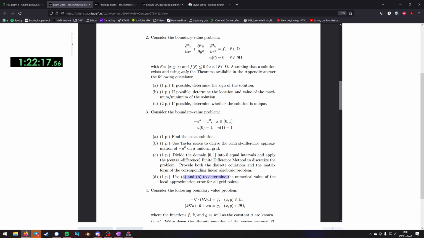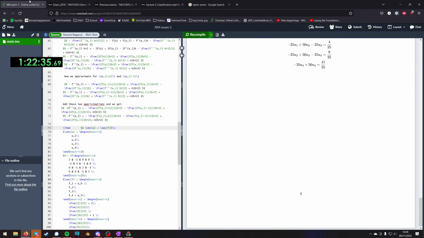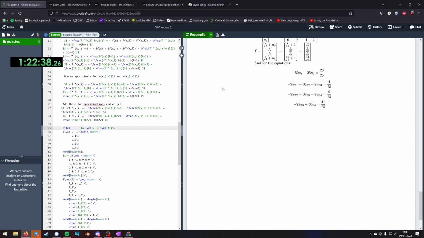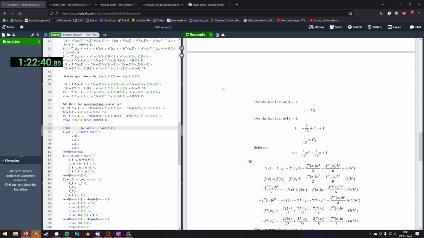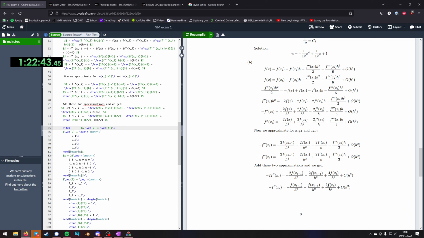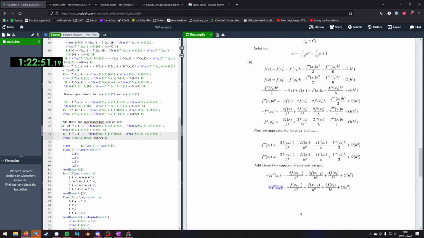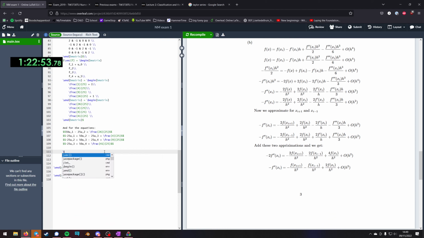Use A and B to find the numerical value of the local approximation error for all grid points. Oh god, the error. Oh, actually, no, that's very easy. The numerical value of the local approximation error for all the grid points is literally just we want to know this h squared term. So we know this term, right?